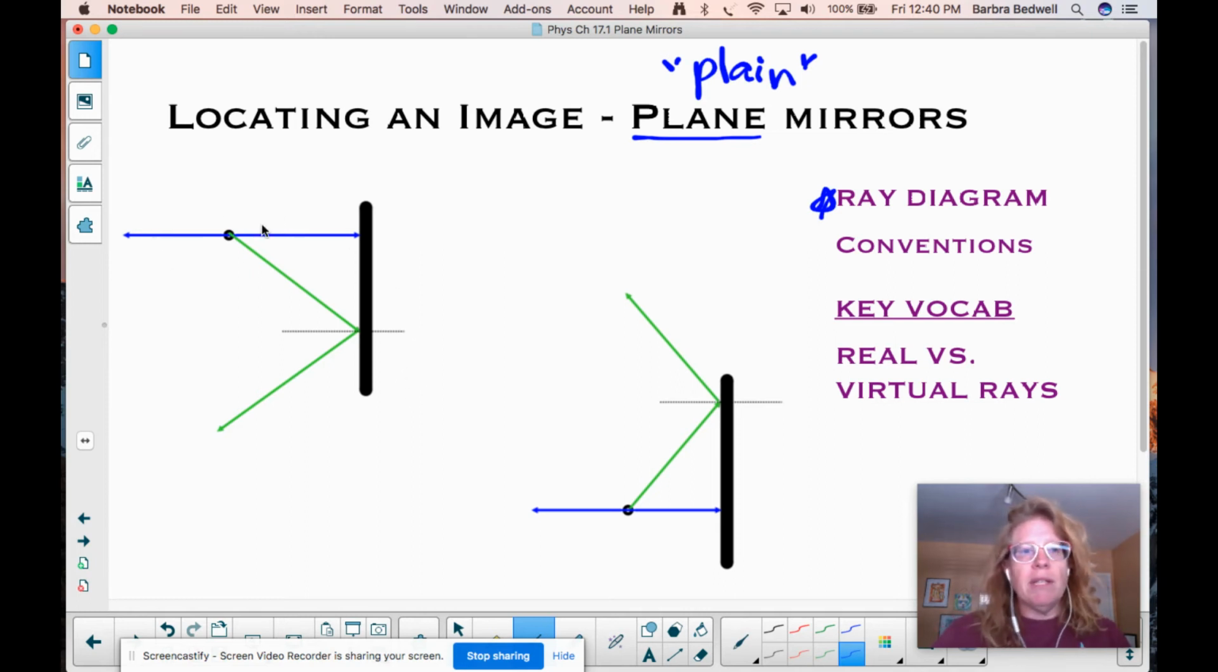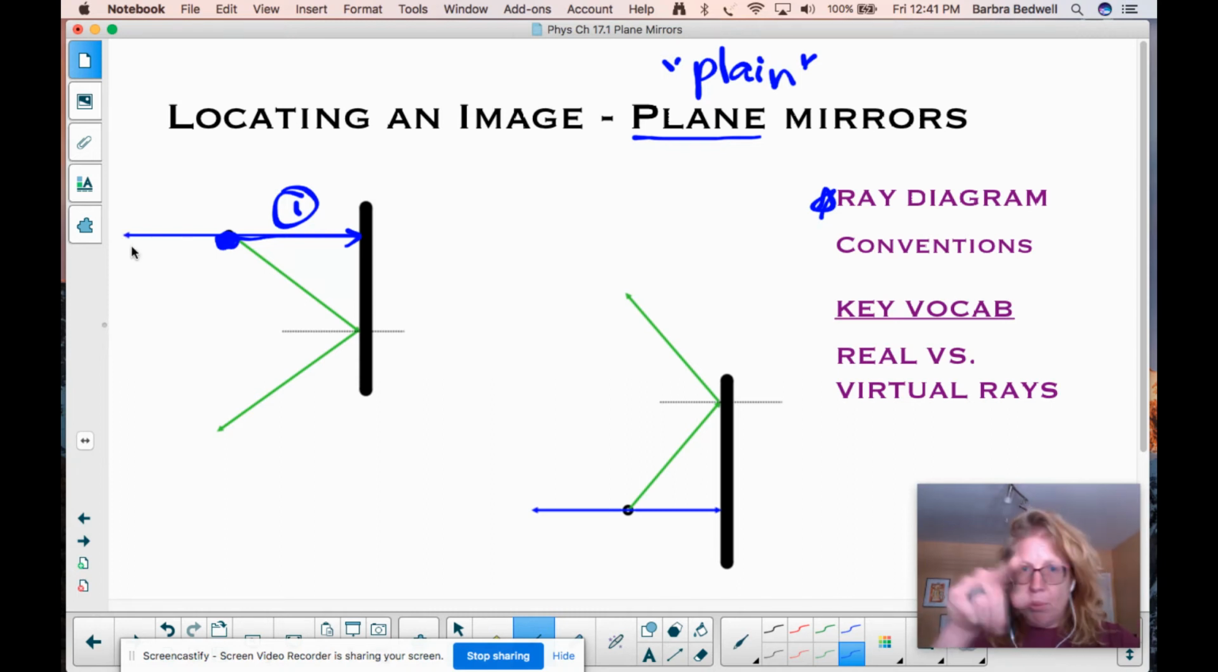So here is image number 1. Here's our little object right here. And I want to know where this image is going to be. So here's how we draw this. Number 1, we would draw a ray coming straight at the mirror. So this is ray number 1. Now, ray number 1 is going to do different things. It's going to bounce back this direction, but it's going to appear like it's going directly into the mirror.